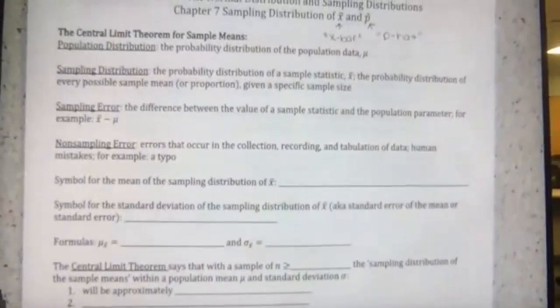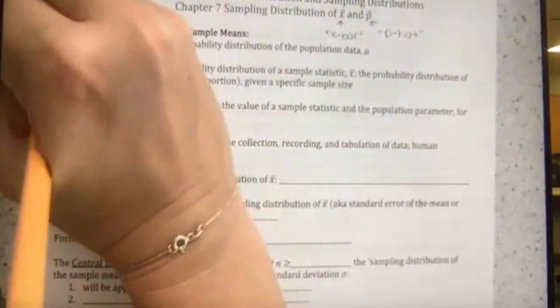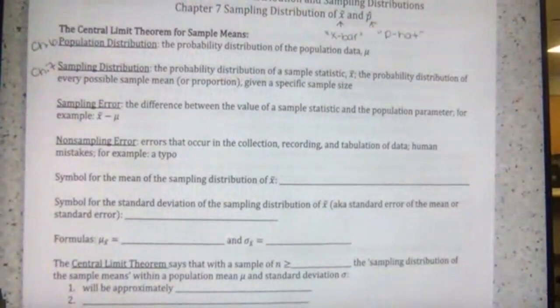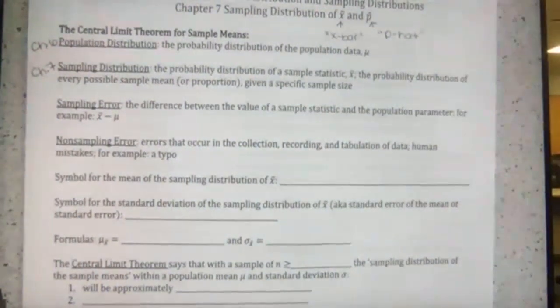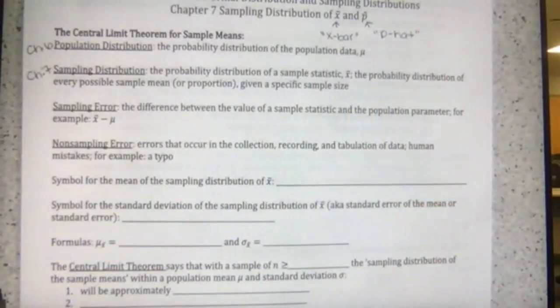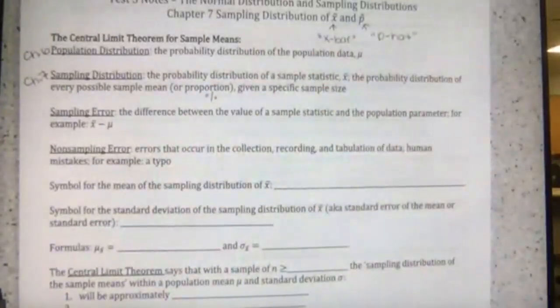So the central limit theorem for sample means: we have a population distribution, which is the distribution of the population data, mu. That's what we did in chapter 6. And then in chapter 7, we're going to do the same concept, but for sampling, a sampling distribution, which is the probability distribution of a sample statistic. That sample statistic is our X bar. The probability distribution of every possible mean or proportion, given a specific sample size. Proportion, remember, just means our percentages.